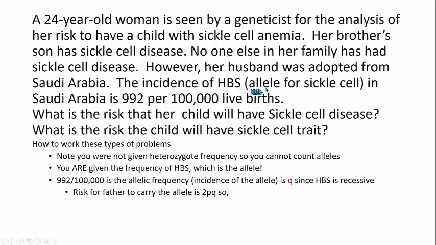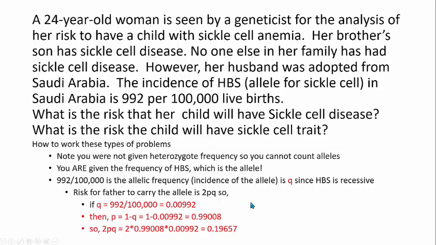So since this says it is the allele, HBS is the allele for sickle cell, that tells us that this is the number of alleles in the population, not the number of affected people with sickle cell. If they meant sickle cell people, they would have to say the incidence of sickle cell. So that tells us that that is q by simply dividing those numbers. And we do the same math that we've done in the previous problems to figure out the risk for a child to have this disease.